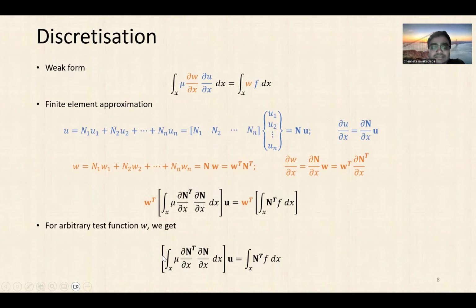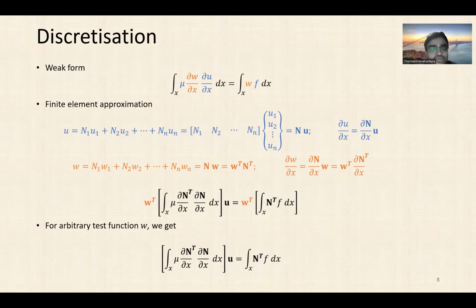Okay, so the term on the left side inside the bracket is our stiffness matrix, and u is the vector of degrees of freedom, and on the right side it is the force vector. Okay, this is the discretized form. We still haven't split the domain into finite elements. With that we do next, in the next step.